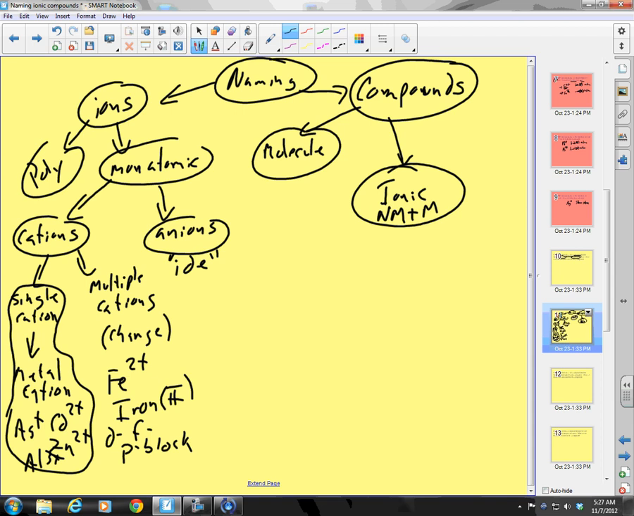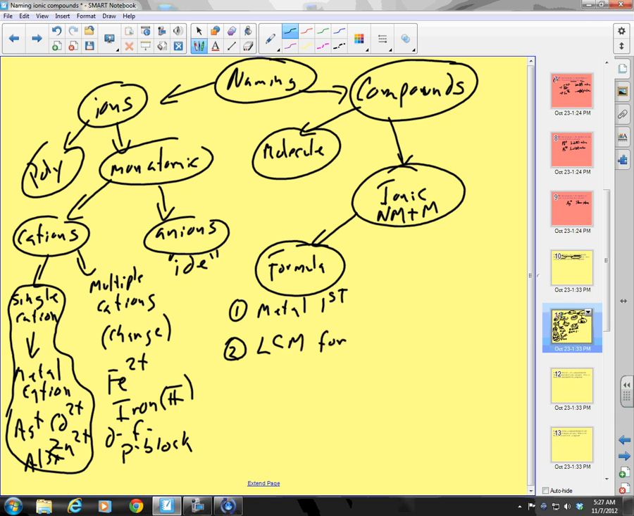Okay, first of all, let's talk about writing our formula. How do we write the formula? Well, first thing is the metal comes first. So we have a metal first, and that means my nonmetal is second. Secondly, we have to look at the charges on our cation and anion, and we want to find a least common multiple for the charges.